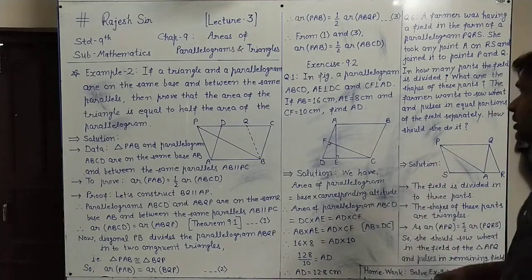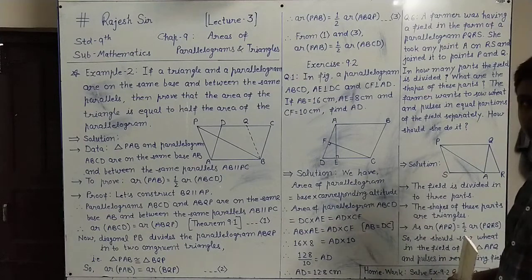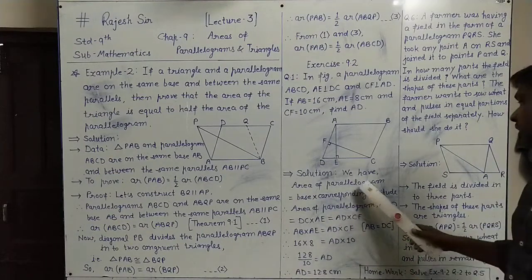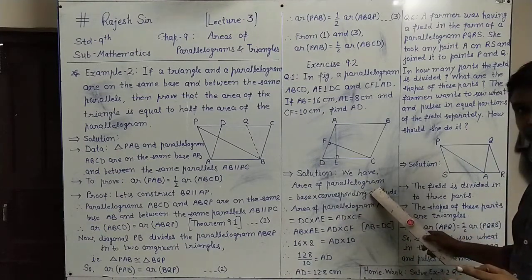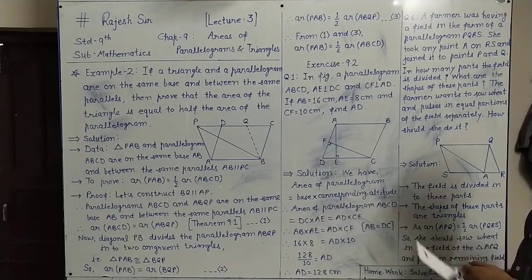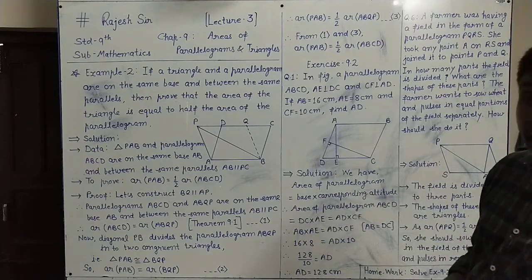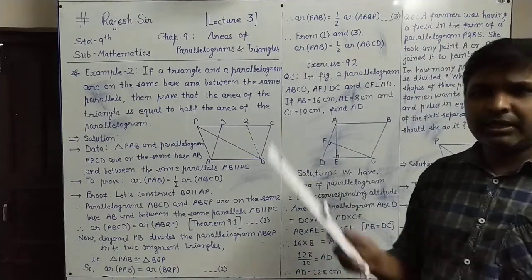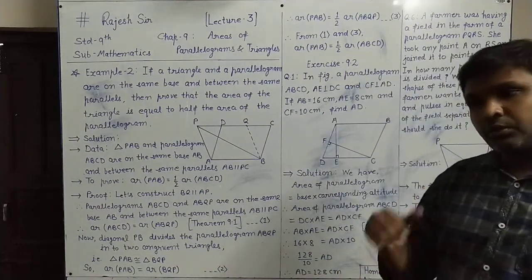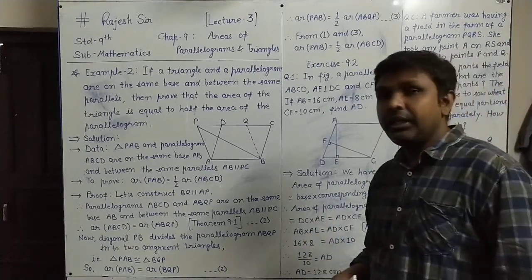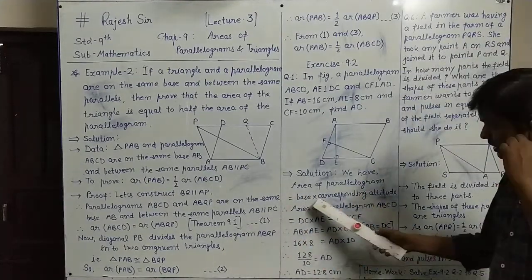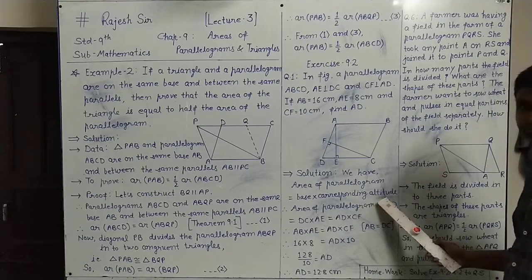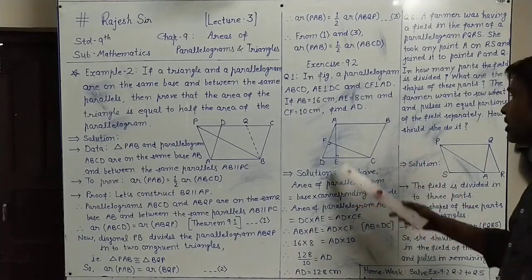So in the solution, as we have seen in example 1, we have proved that the area of a parallelogram equals base into corresponding altitude. This we have proved in example 1. That is DC into AE was there and a parallelogram was there. So what it was indicating is that the area of a parallelogram is always base into corresponding altitude.